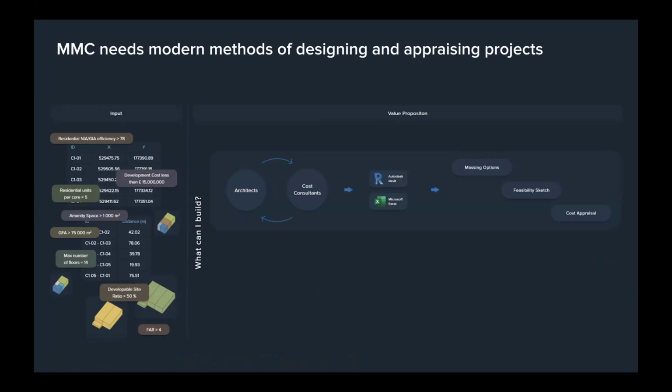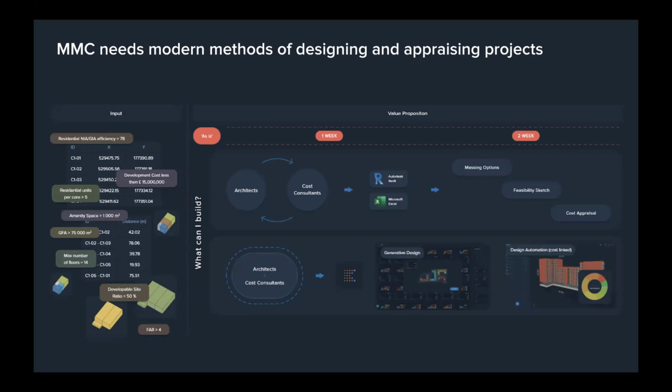There's the feedback from all the different consultants and stakeholders. Again, there's this iterative process, emailing back and forth, which takes a long time. Architects will be using Revit, cost consultants will be using Excel, which are both manual, labor-intensive pieces of software. And by the end, when they get to the results that they need, it's taken 2 to 3 weeks.